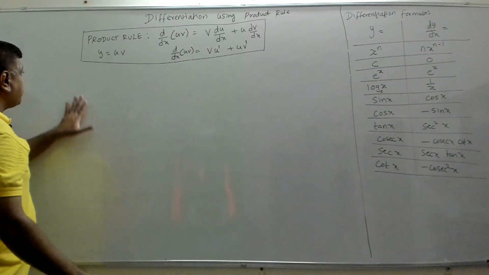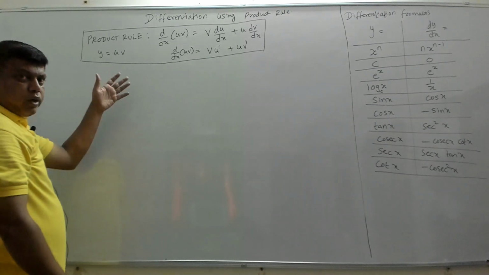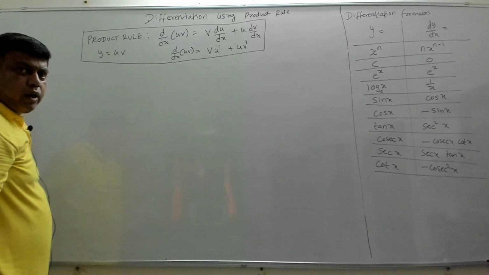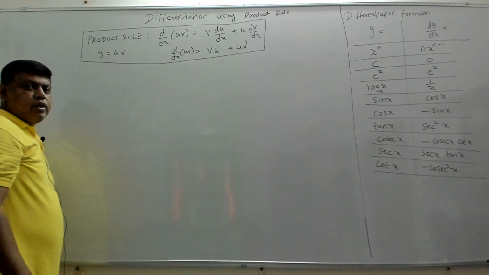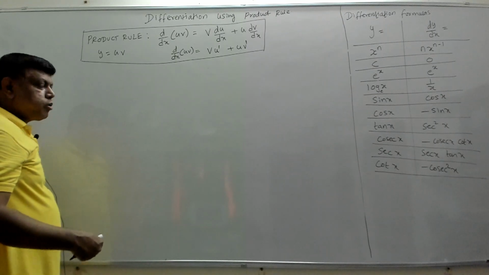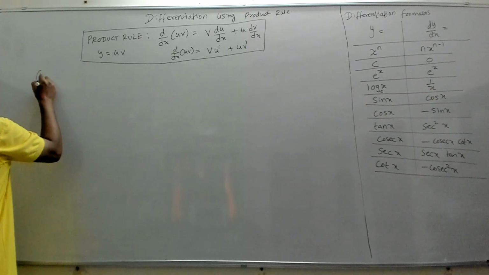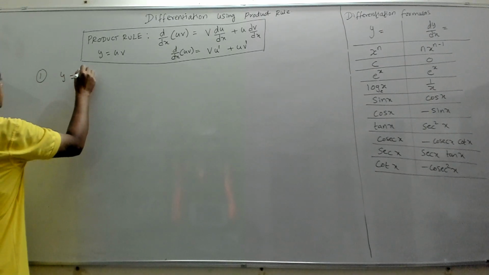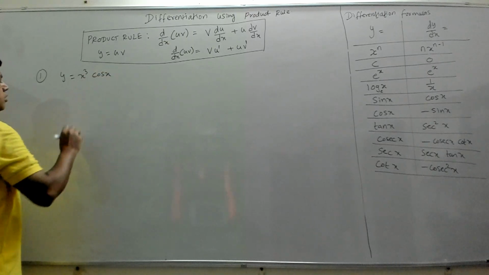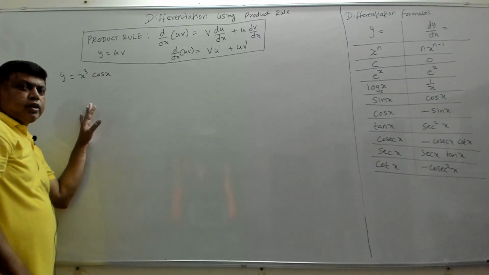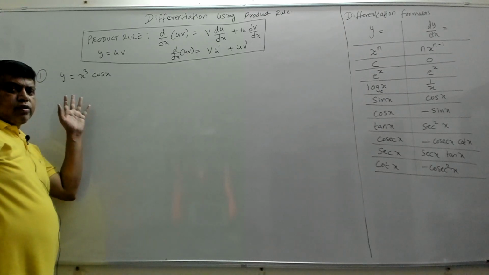We will do some problems, which will help you understand better how to differentiate a function using the product rule. So let's take the first question. y is equal to x cube cos x. Now we want to find the derivative of this function.